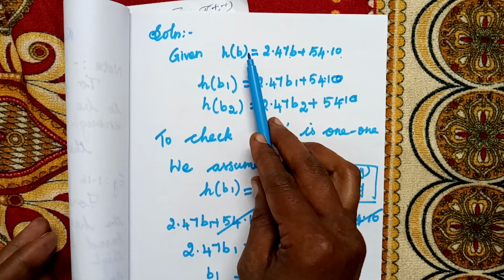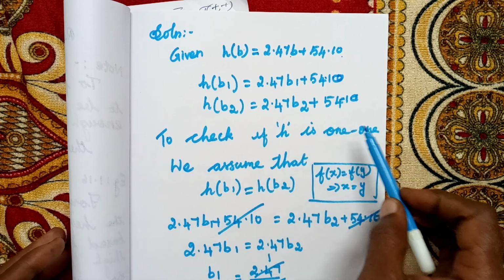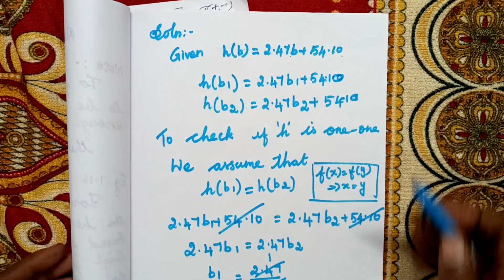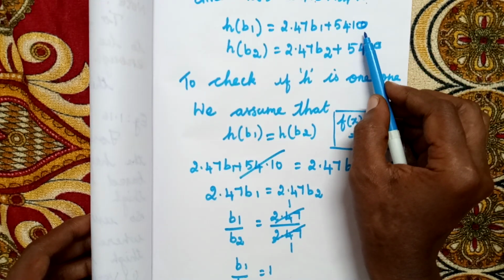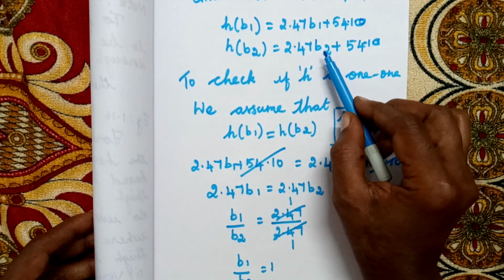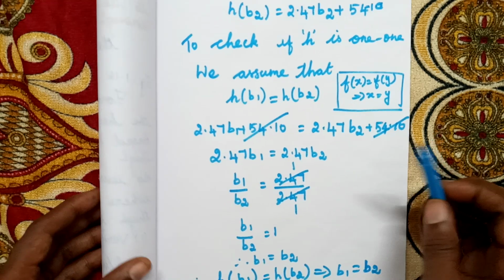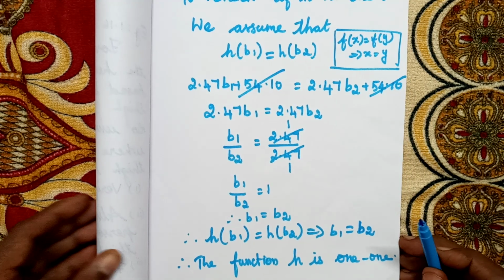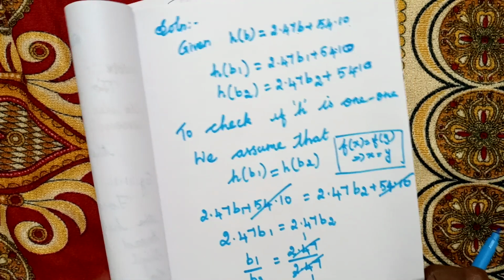Now in place of h of b, we have taken h of b1 and h of b2. To check h is 1-1, we have to assume h of b1 is equal to h of b2. Substituting 2.47 b1 plus 54.10 and 2.47 b2 plus 54.10, h of b1 is equal to h of b2 implies we are getting b1 is equal to b2. Therefore, the function h is 1-1. Clear, students? Now we have to go for the second one.